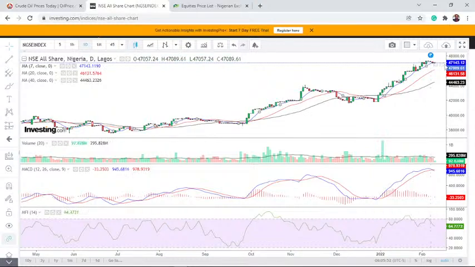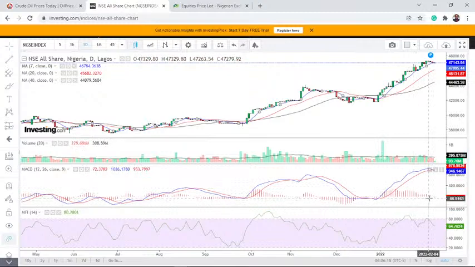But you can look here, if you come down to your MACD, the MACD has confirmed that the market is already crossing down. You see the share index, the NGX index, is also looking down here, and the blue line is crossing the red one at this point. This is a very good bearish sign.